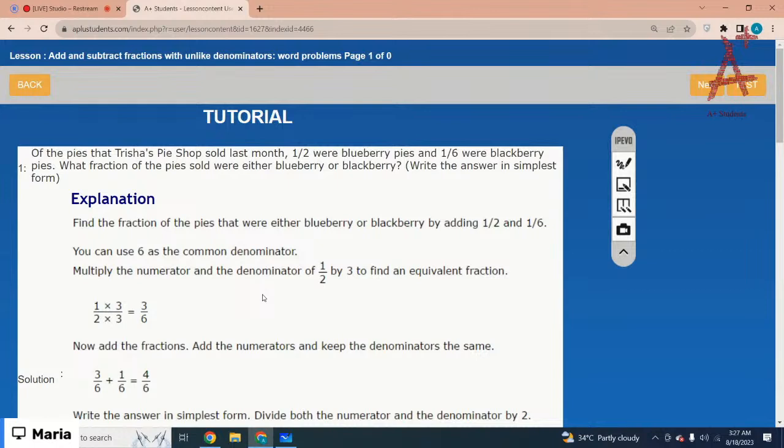So yes, 2 is the common number that can divide 4 and 6. So 2 times 2 makes 4 and 2 times 3 makes 6. That would be 2 over 3. The correct option is 2 over 3.